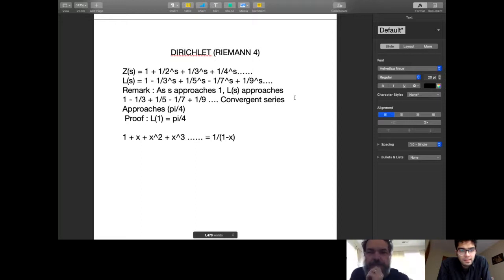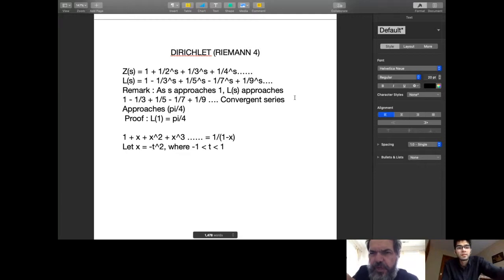Now let us do the following. Let x equal minus t squared, where -1 is strictly less than t, and t is strictly less than 1.